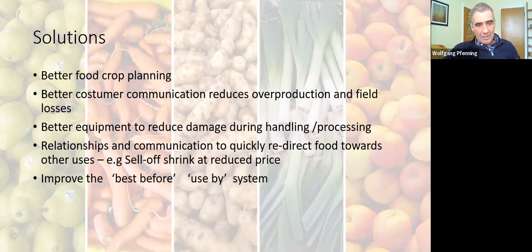I said it earlier, to improve the best before system, the two systems used by or best before, is something to be worked on.